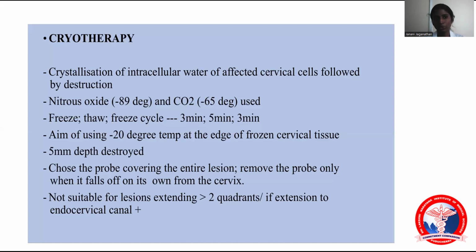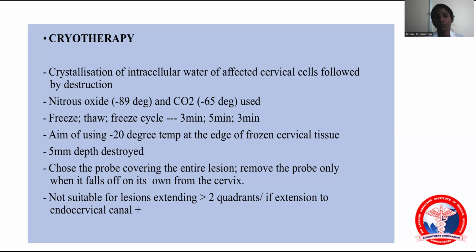Ablative procedures include cryotherapy, thermal ablation, and laser ablation. First one is cryotherapy. The mechanism in cryotherapy is crystallization of intracellular water of affected cervical cells followed by destruction of the abnormal cervical cells. This is performed with the help of nitrous oxide at minus 89 degrees centigrade and carbon dioxide at minus 65 degrees centigrade. The cycle is a freeze-thaw-freeze cycle for 3 minutes, 5 minutes, and 3 minutes respectively.